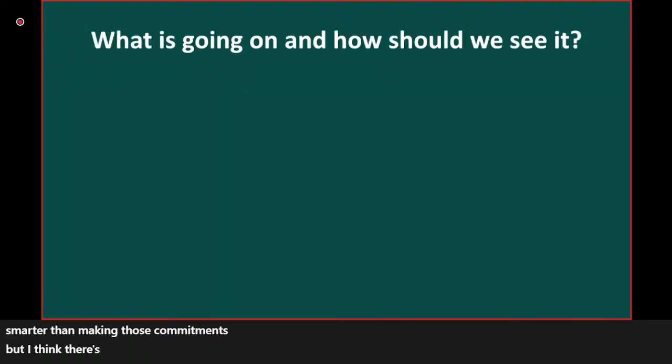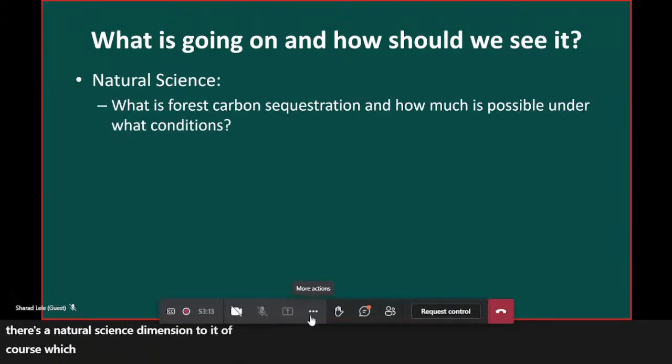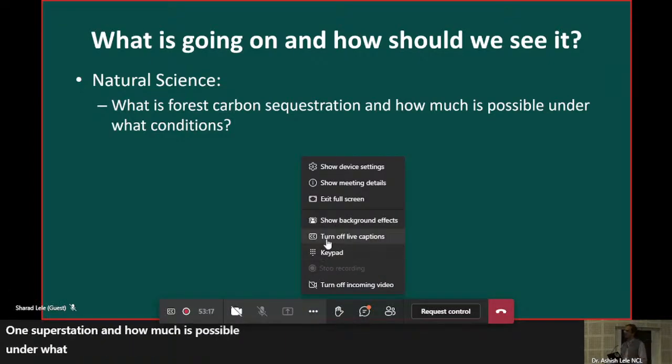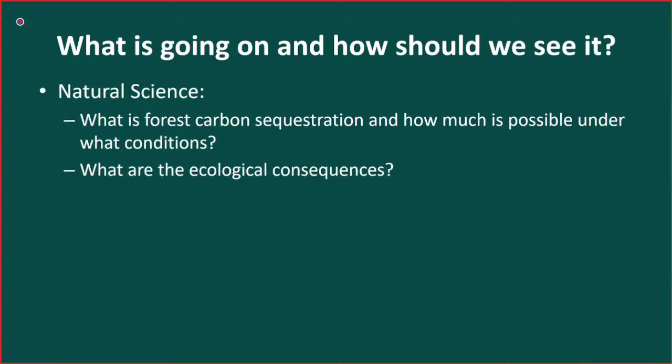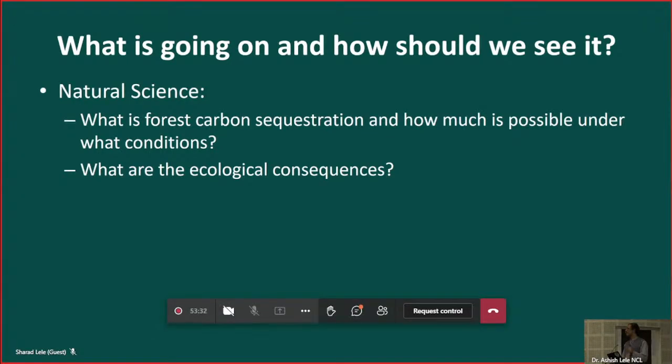But I think there's a larger question here, which we need to try to understand. Not just what is going on in terms of the numbers. So, okay, should we have committed to 2.5 billion tons, or should we have maybe committed to 2 or 1.5? If it was that simple, then it would be a kind of a numbers discussion that would be happening here. But how do we really see the question of forests in the context of climate change? I think this is really what we need to think about. And there's a natural science dimension to it, of course, which is what is forest carbon sequestration and how much is possible under what conditions. So in a sense, under what assumptions is this number that India has committed to become realistic, and what are the ecological consequences of doing forestry which is focused on carbon sequestration? That is obviously the other question that natural science can and should illuminate.